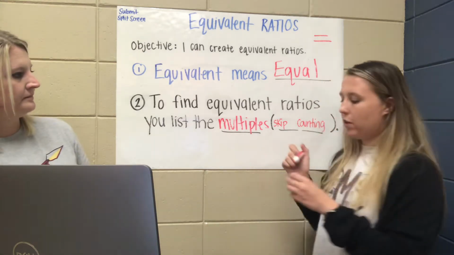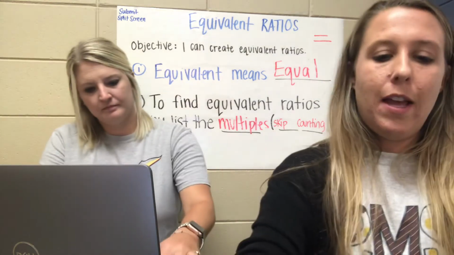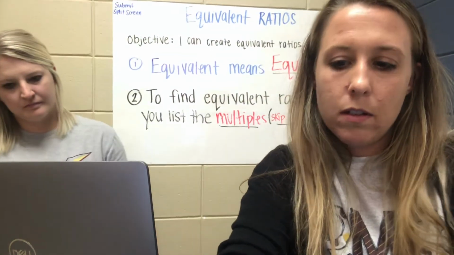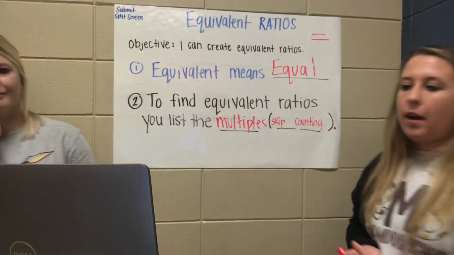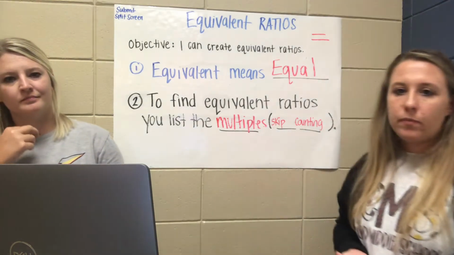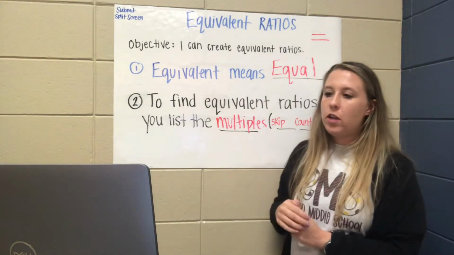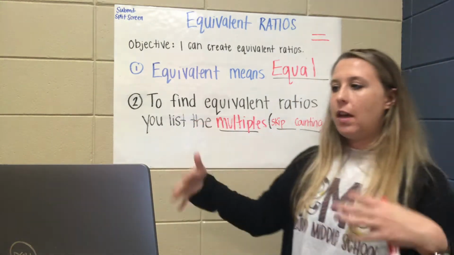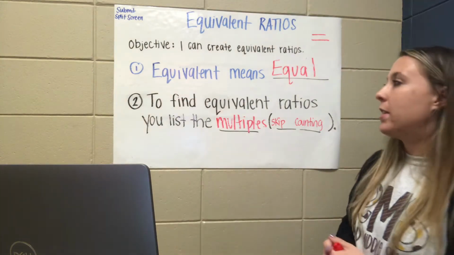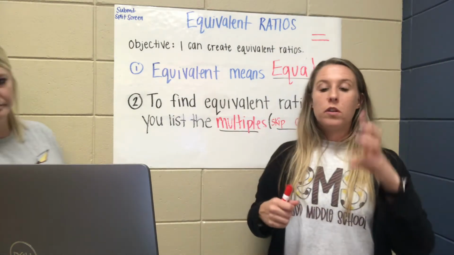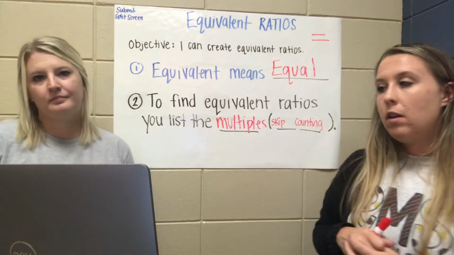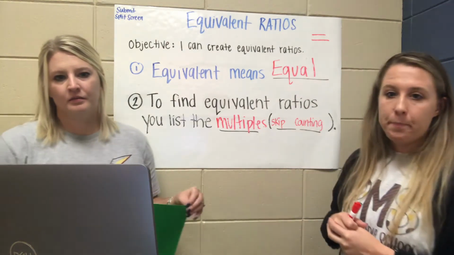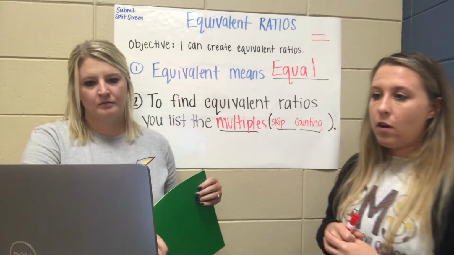We'll stop here for a second and let y'all catch up. In the second blank, we're going to type skip counting. So multiples is just skip counting. We skip counted by tens: 10, 20, 30, 40, 50, 60, 70. When we skip count by twos, we did 2, 4, 6, 8, 10, 12. All right. So far so good.